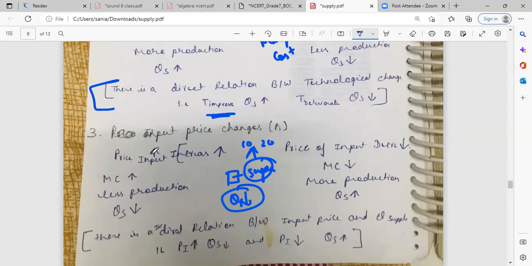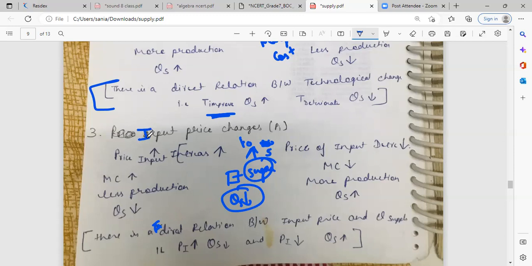So if your price of input increases, your marginal cost also increases, there is less production and quantity supply falls. If price of input decreases, for example earlier the sugar was 10 rupees, now it is 5 rupees, your marginal cost is falling and you will produce more and your quantity supply will rise. So there is an indirect relationship between input price and quantity supply. If price of input increases, quantity supply falls. If price of input falls, quantity supply increases. Clear?